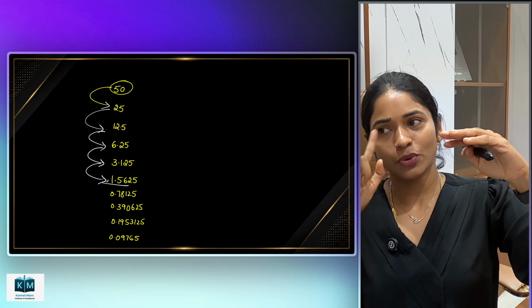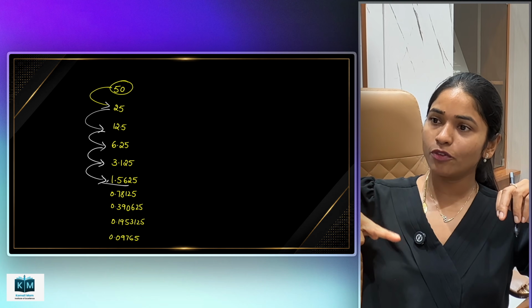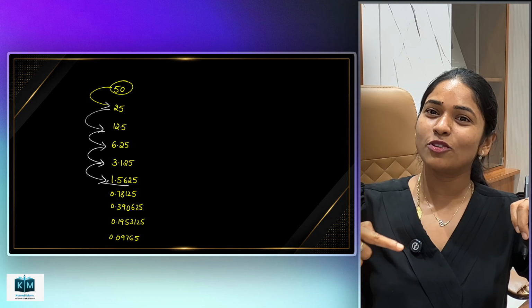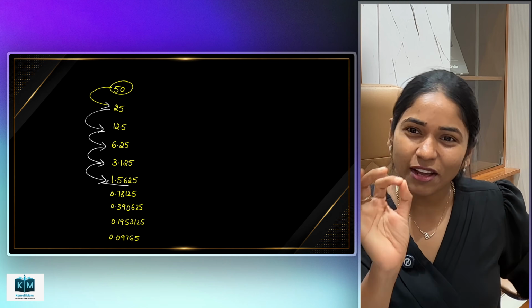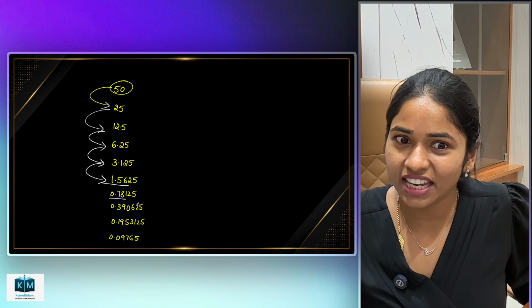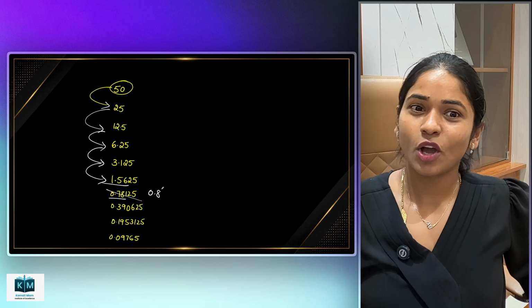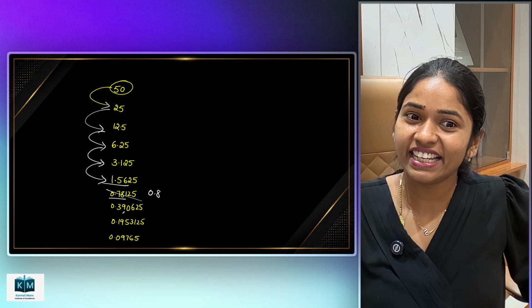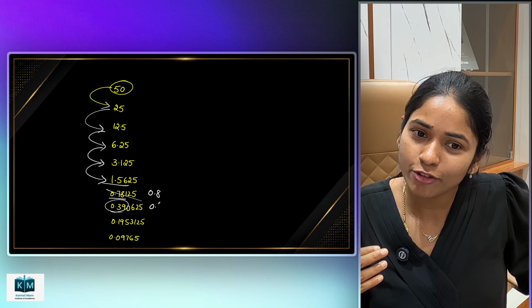50, half is 25. Next is 12.5. Next is 6.25. Next is 3.125. Next is 1.5625. At least 1.5 you can remember. Next half is 0.78125. Instead of that, a simple trick is 0.8. And next half of that is 0.39. Round it off, you can use 0.4.